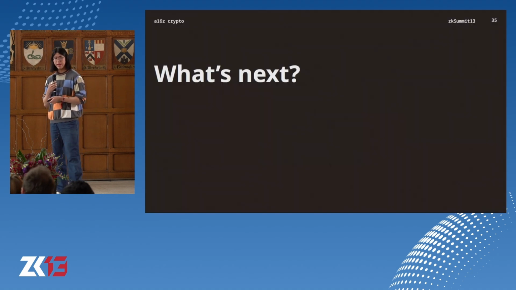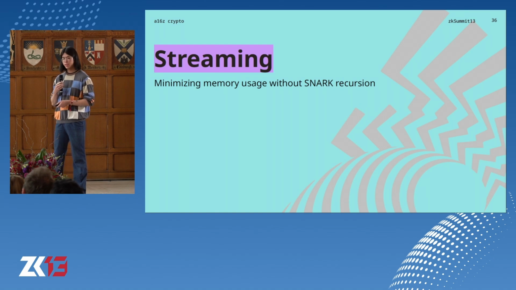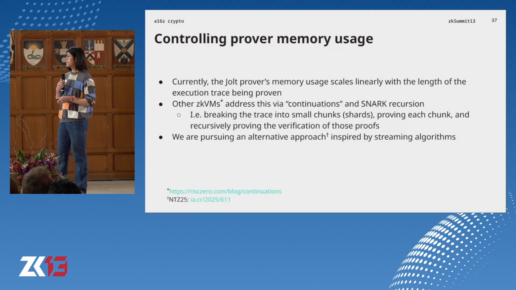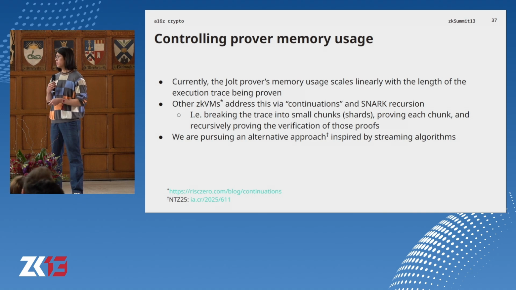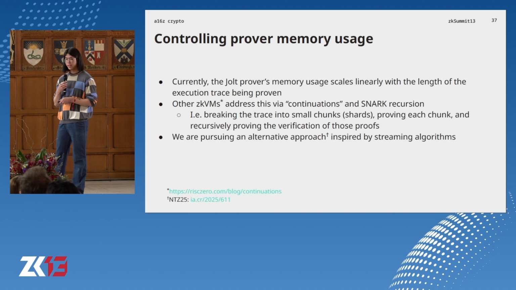So what's next for Jolt after Twist and Shout? The main thing on our minds is streaming, which is a method of controlling prover memory usage without relying on SNARK recursion. So currently the Jolt prover uses memory that scales linearly with the length of the execution trace being proven. And other zkVMs, as you may have just seen in the previous talks, address this using continuations, which is basically breaking the trace into chunks or shards, proving each shard, and then recursively proving those. We're pursuing an alternative approach based on streaming algorithms.